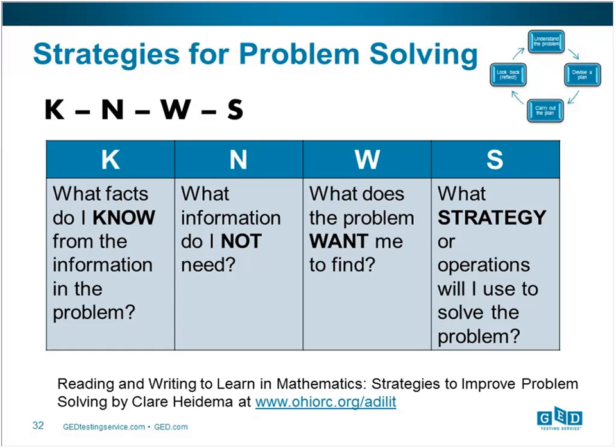As students are reading a problem, we want them to identify the facts that they know from the information in the problem. We also want them to identify the information that they do not need. My students always, if there were 5 numbers in the problem, would try to use all 5 numbers to solve the problem. So they need to look critically at that problem and see, is there any information not needed? Then the W: what does the problem want me to find out? Looking at it and saying, okay, what am I supposed to do?